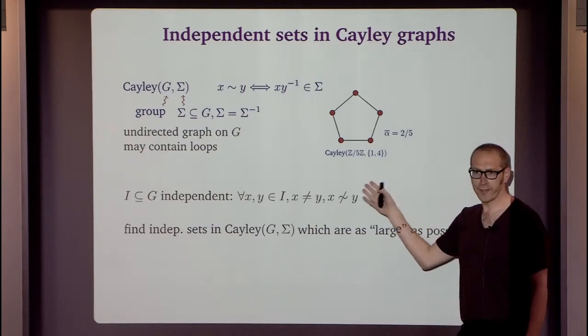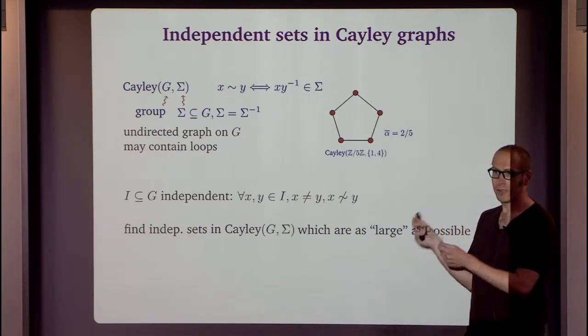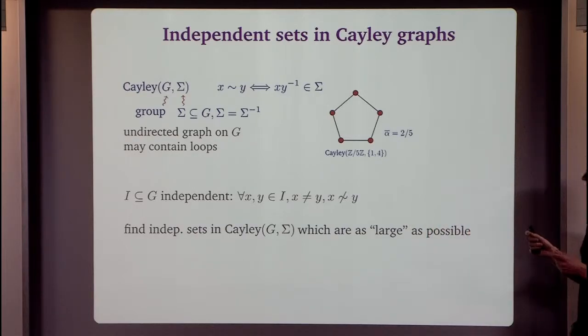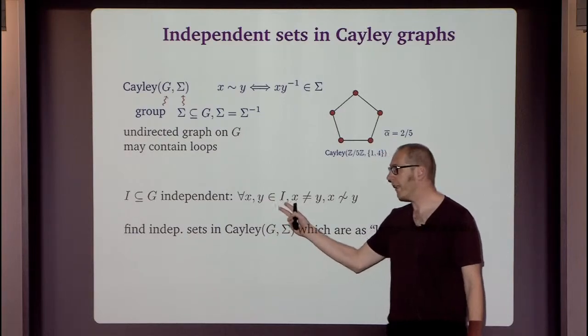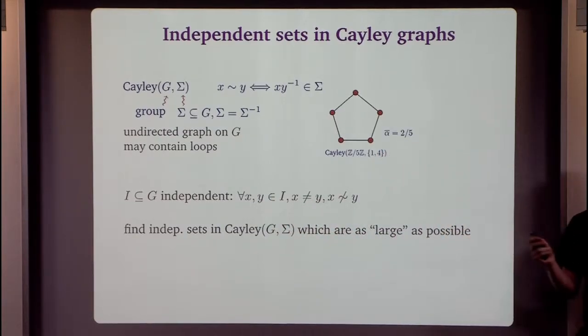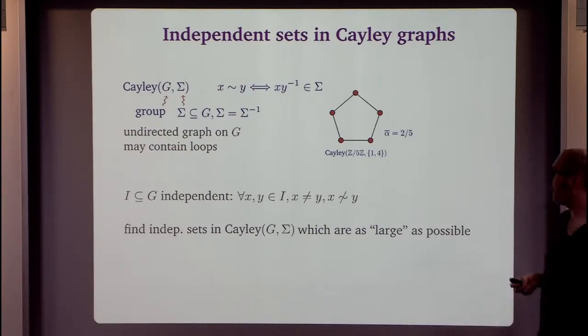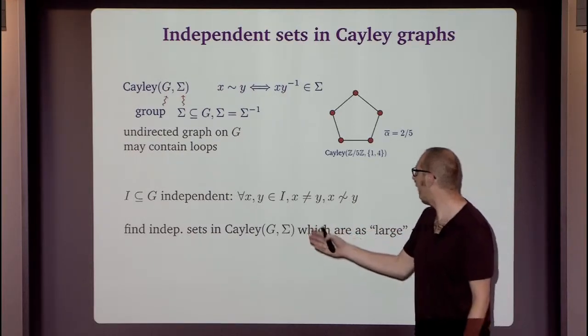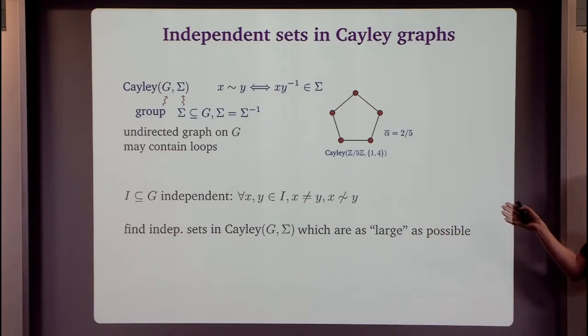And I want to study independent sets in these graphs. These are just subsets of the vertices, subsets I of G, so that you don't have adjacent pairs inside of I. So whenever you have 2 points, X and Y, lying in I, which are different, they should not be adjacent. And they will correspond to a valid packing. And we want to find good packings, so packings which have lots of elements. So the idea will be that we want to find independent sets in the Cayley graph which are as large as possible. But what I mean by large very much depends on the situation.